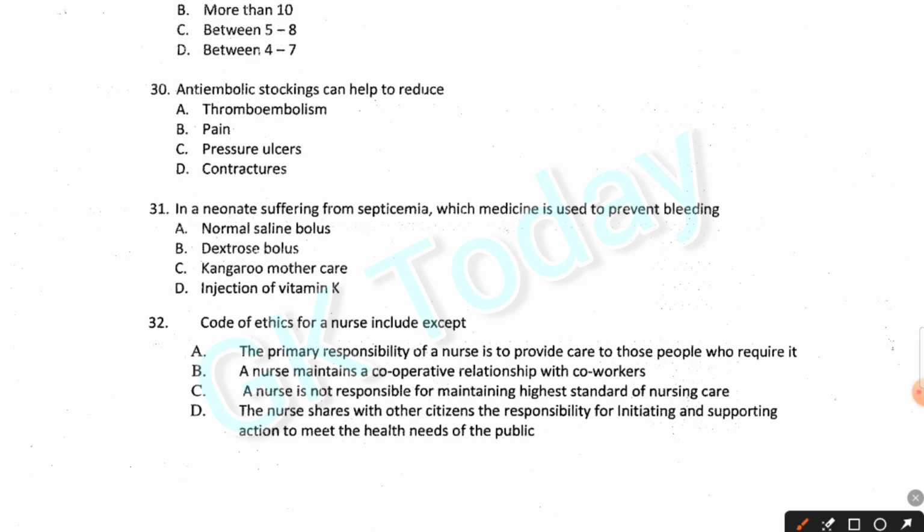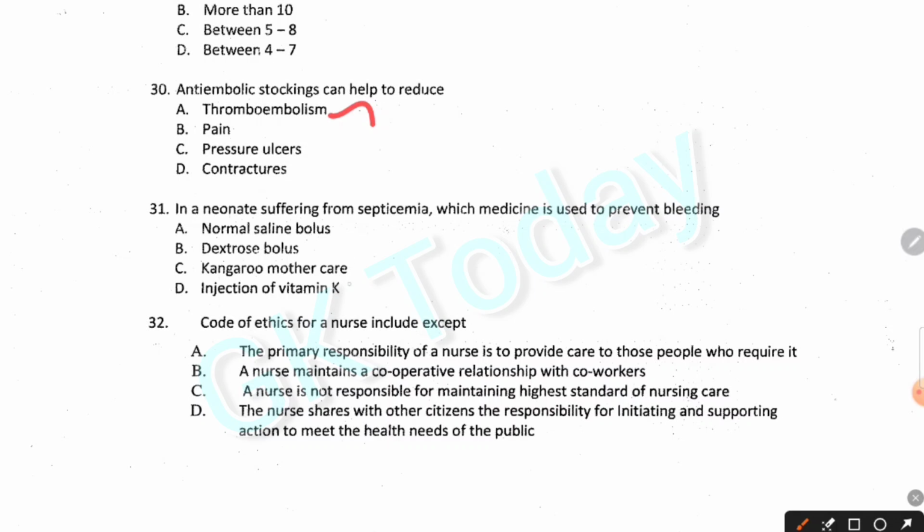Correct answer is option A, thromboembolism. Anti-embolic stockings can help to reduce thromboembolism. Question number 31. In a neonate suffering from septicemia, which medicine is used to prevent bleeding?